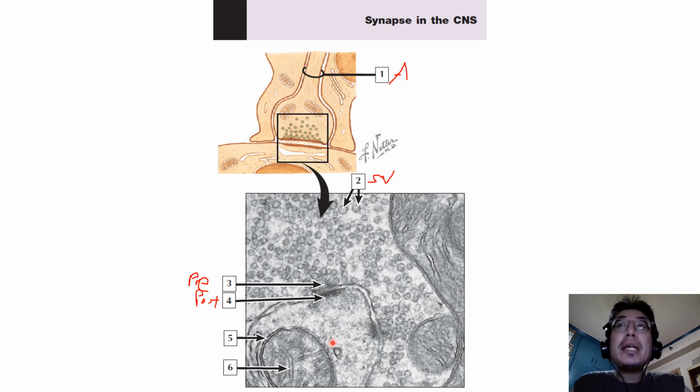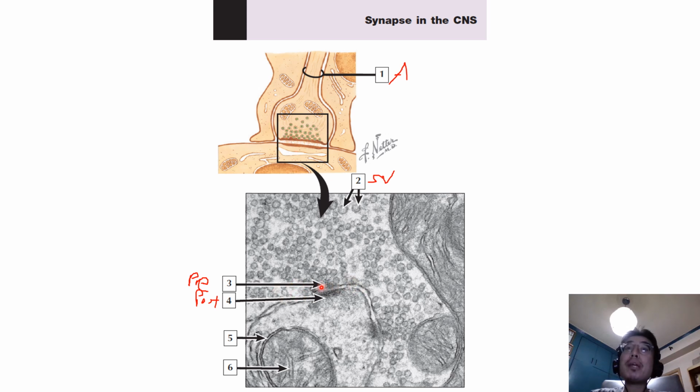This eventually leads to a change in the membrane conductance of the postsynaptic membrane. To recall, we have here a schema and high magnification electromicrograph of a synapse in the brain. One is the axon, where the action potential travels. Two are the synaptic vesicles, which are triggered by the action potential to fuse with the presynaptic membrane, shown here in EM as number 3.